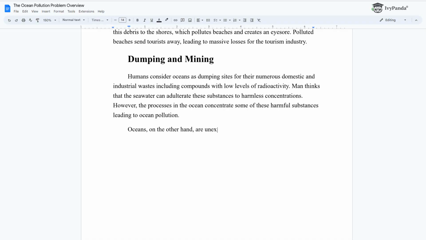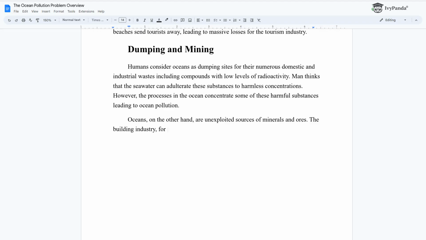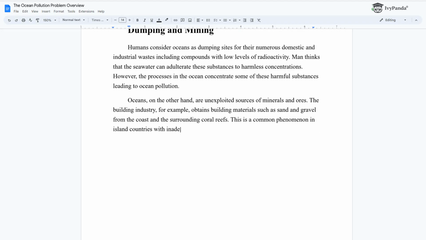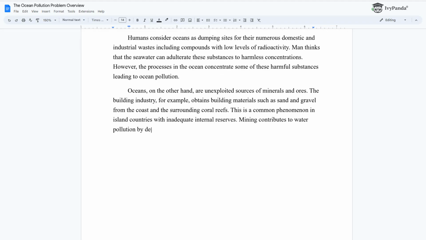Oceans, on the other hand, are unexploited sources of minerals and ores. The building industry, for example, obtains building materials such as sand and gravel from the coast and the surrounding coral reefs. This is a common phenomenon in island countries with inadequate internal reserves. Mining contributes to water pollution by deposition of particulate matter and erodes coastal beaches.